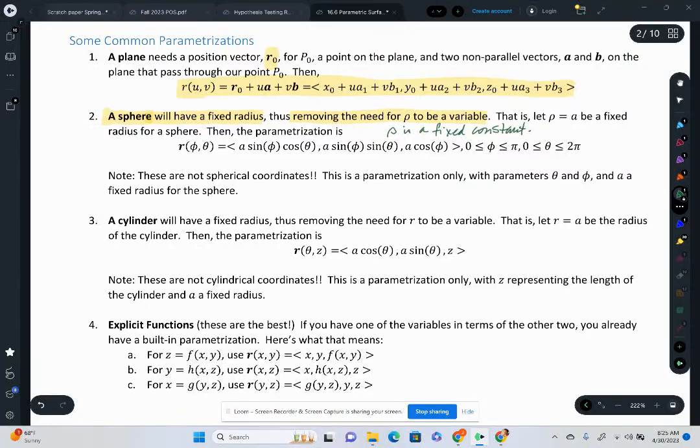Okay, so we can let rho equal a. Now, in a real situation where we're working with parametrizing these, we'll have been given a sphere, we'll know what the radius is, and we'll let rho equal whatever that radius is. Okay, now what's not fixed is phi and theta. We still need phi and theta to sweep out a sphere.